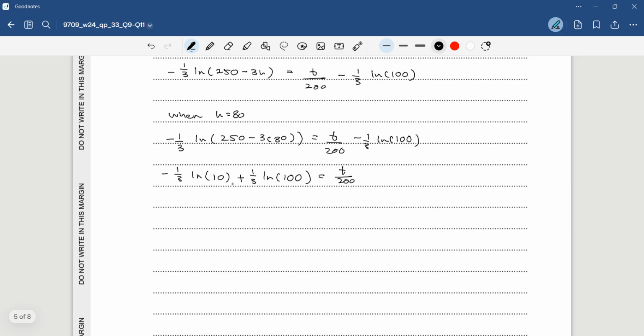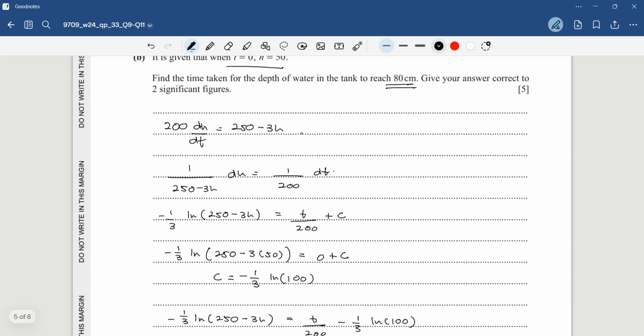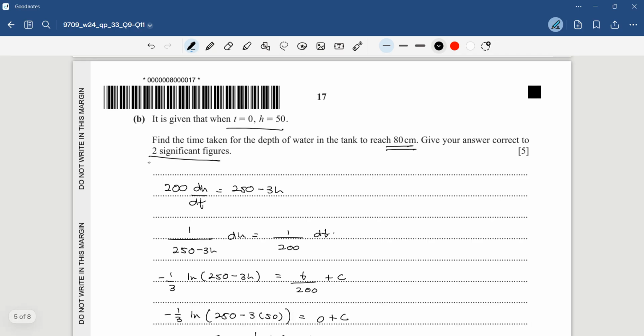So this one you can simplify, you will get 1 over 3 ln of 100 divided by 10, which is 10, equal to t over 200. Therefore, my t will be 200 over 3 ln 10. Therefore, my t. So the question here asks me in terms of two significant figures.